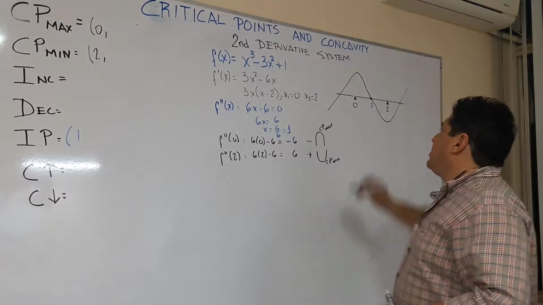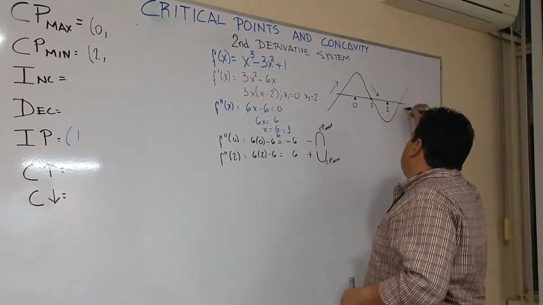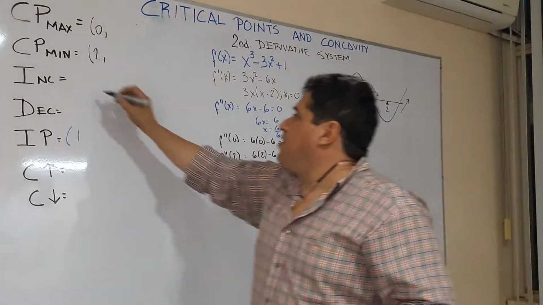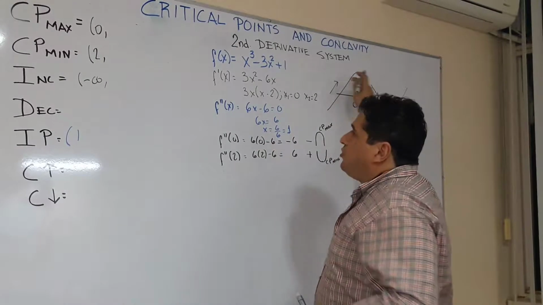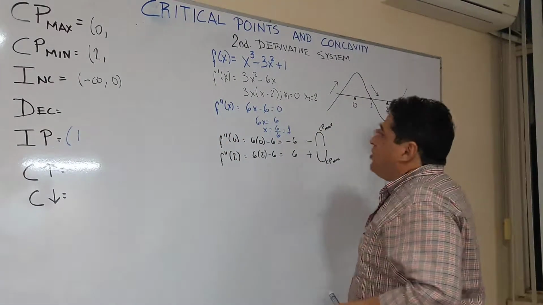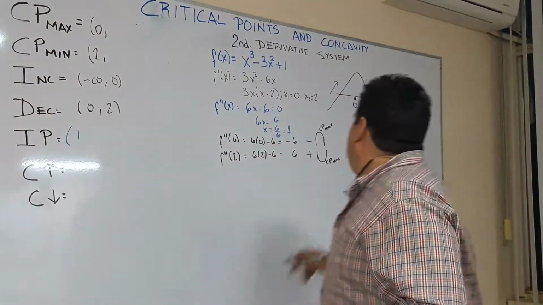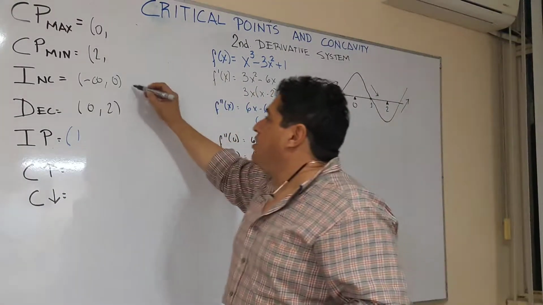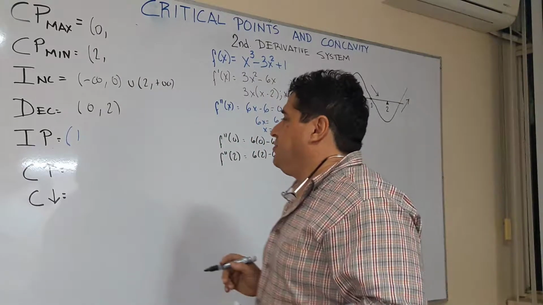So what does that give me? That's giving that it's going to be increasing, decreasing, and increasing again. So increasing is going to be from minus infinity all the way to my critical point, which is 0. Then it's going to be decreasing from critical point to critical point, so from 0 to 2, and then increasing again from 2 to positive infinity. So we're going to go with a union to positive infinity.